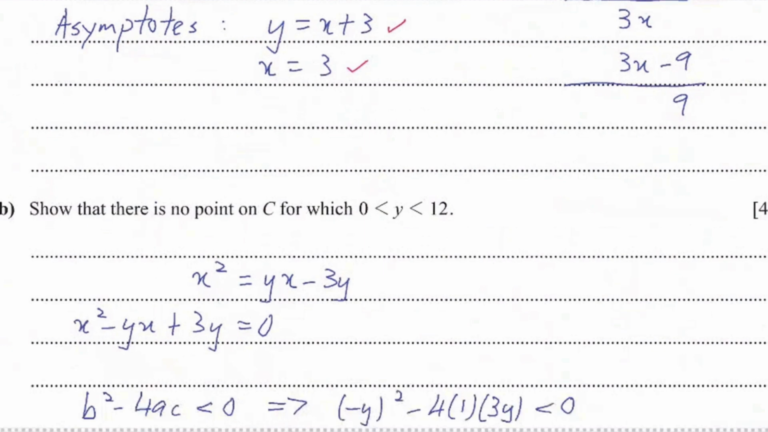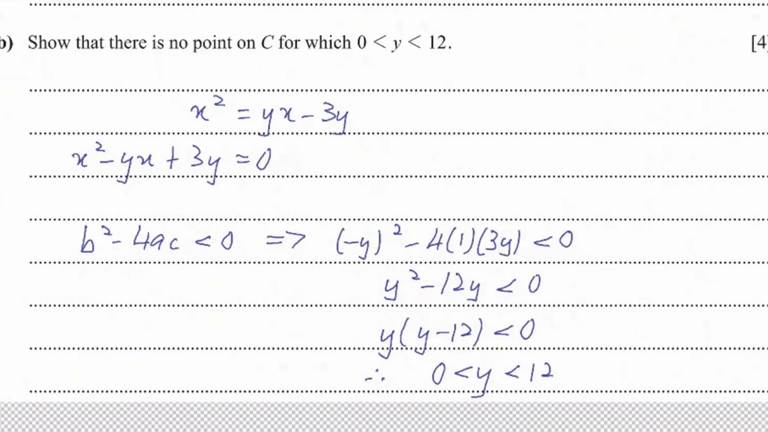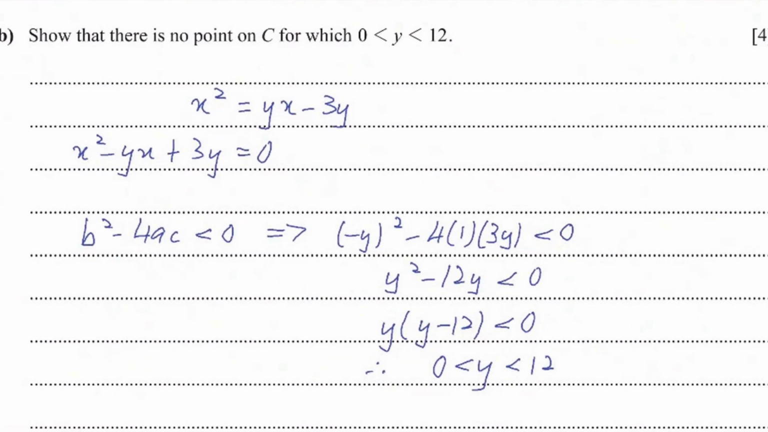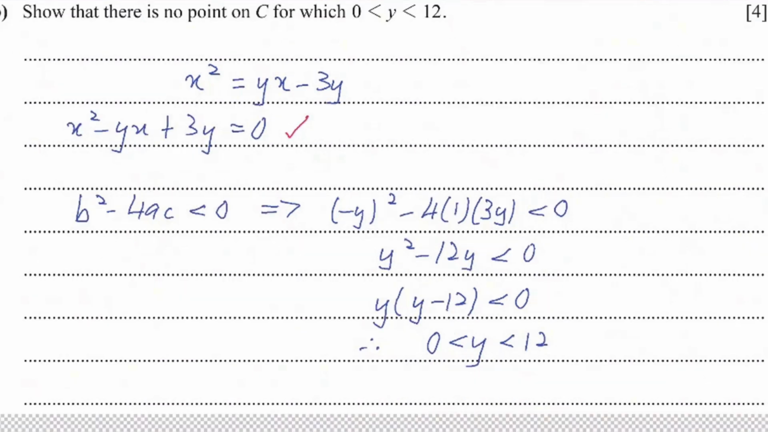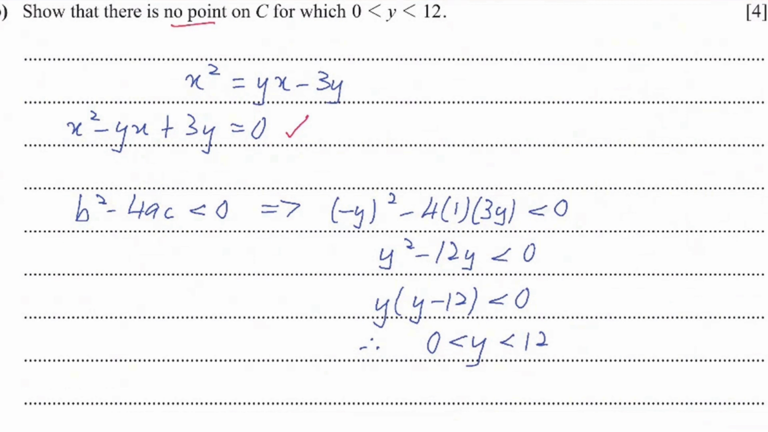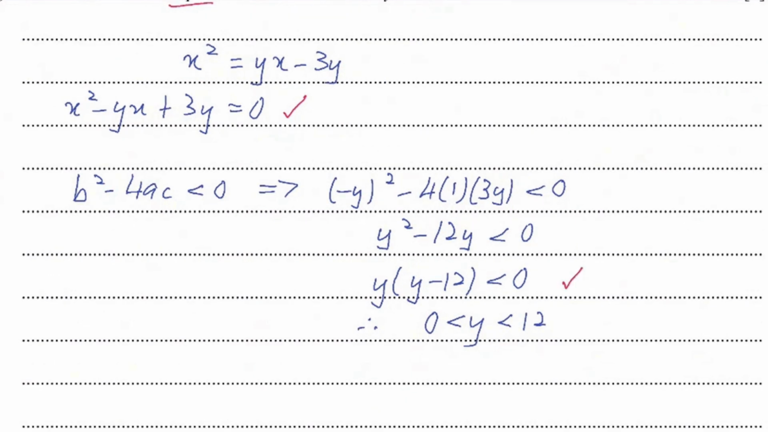For part B, it's also something that is quite typical. Show that there is no point on C for which y is between 0 and 12. So that is to rearrange the equation such that we get a quadratic in terms of x. Because they want to show there is no point, we have to use b squared minus 4ac is less than 0. With that, we will get a quadratic inequality. From the quadratic inequality here, we just need to solve, then we will get this range of values of y.